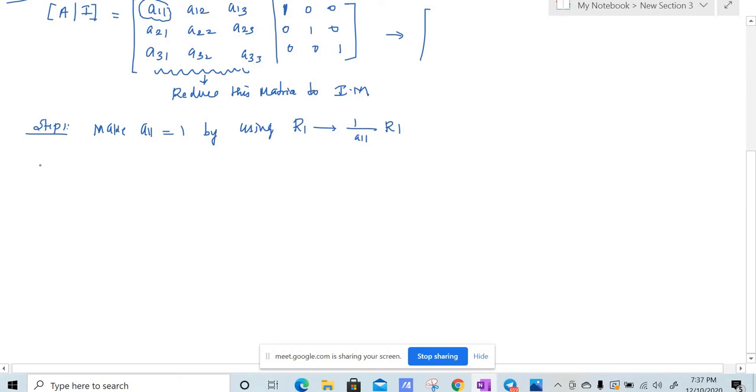Now step 2. After making this element 1, we need to make A21 equal to 0, A31 equal to 0. You have to follow only these steps, then only you will get the answer very soon, right? First make this element 1 and then make these two elements 0 with the help of A11. So make A21 equal to 0, A31 equal to 0 with the help of A11, so that after the first two steps, the first column will be transformed to 1 0 0. Now step 3.